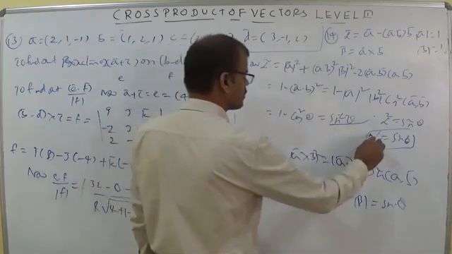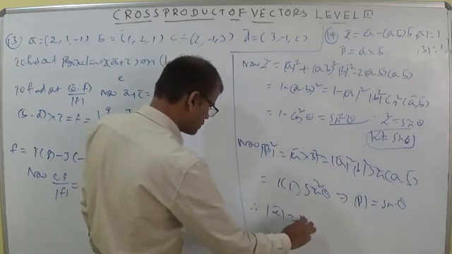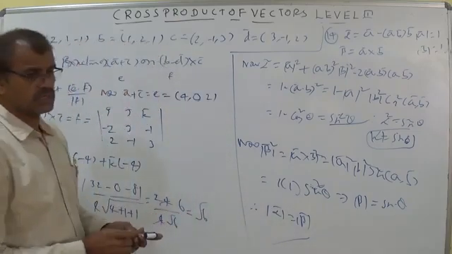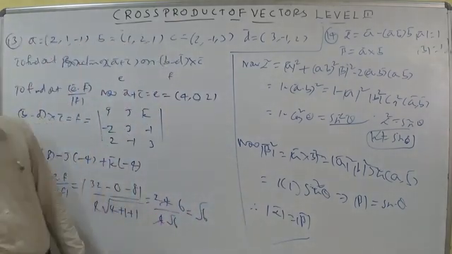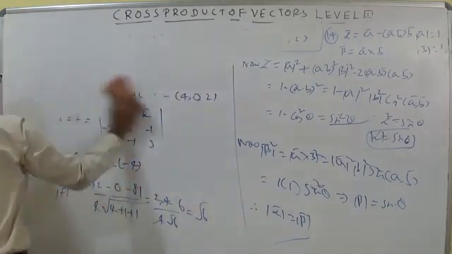Therefore, taking modulus, you can write modulus of alpha bar is equal to modulus of beta bar. The value of the two vectors is the same. Question 14 is completed. Let us discuss the 15th question.